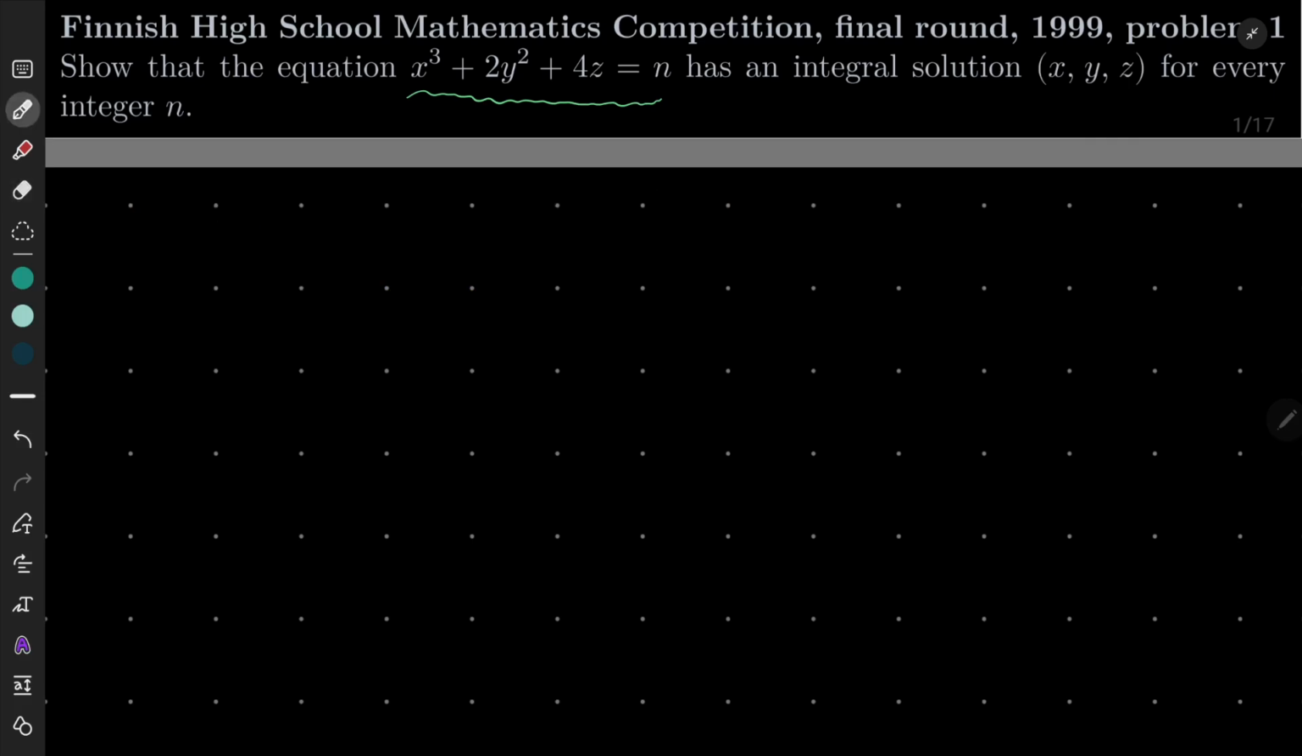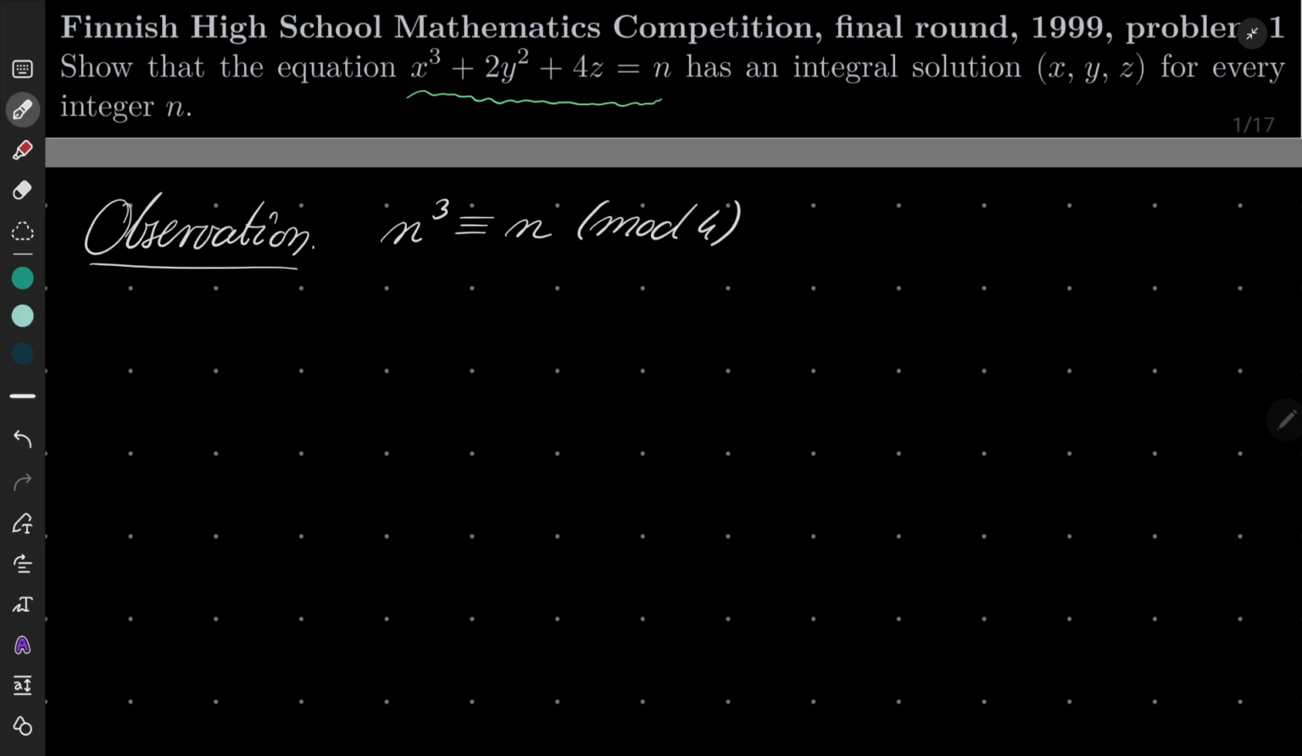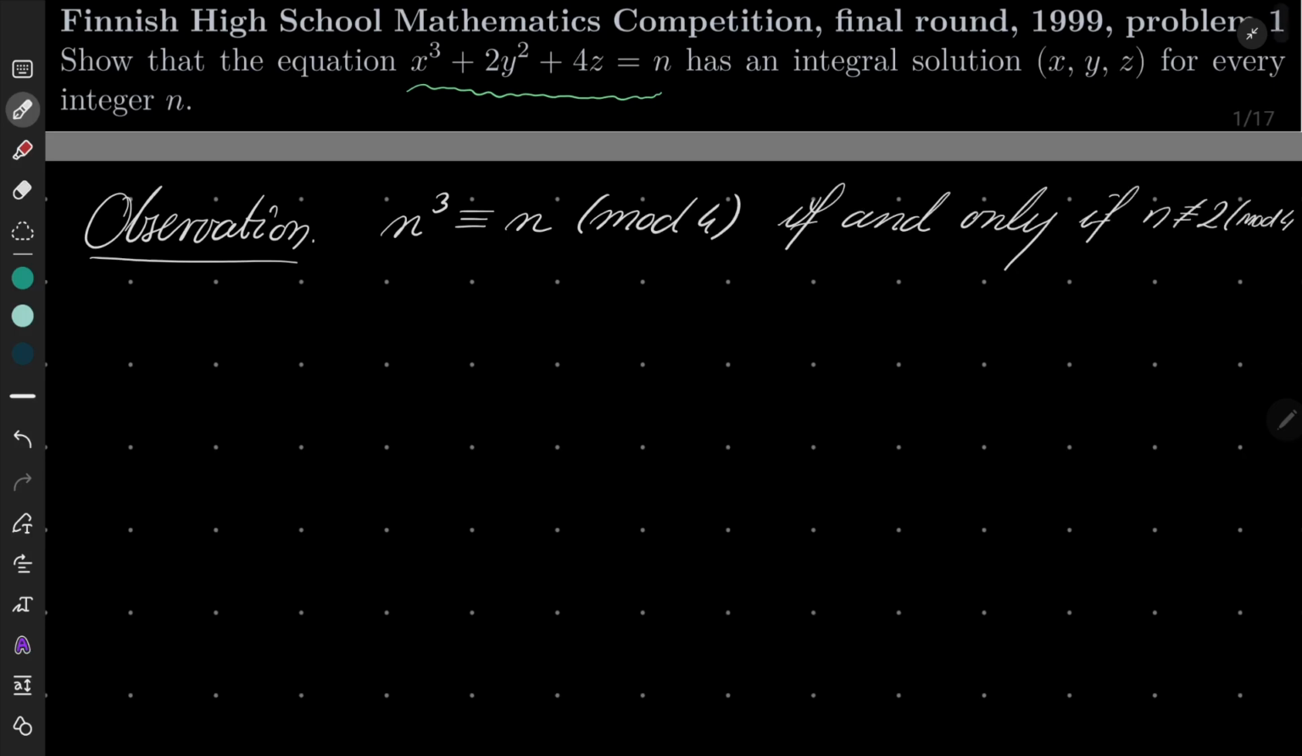Okay, so I hope that you tried to solve it. As I said, the crucial observation is that n cubed is congruent to n modulo 4 if and only if n is not congruent to 2 modulo 4.